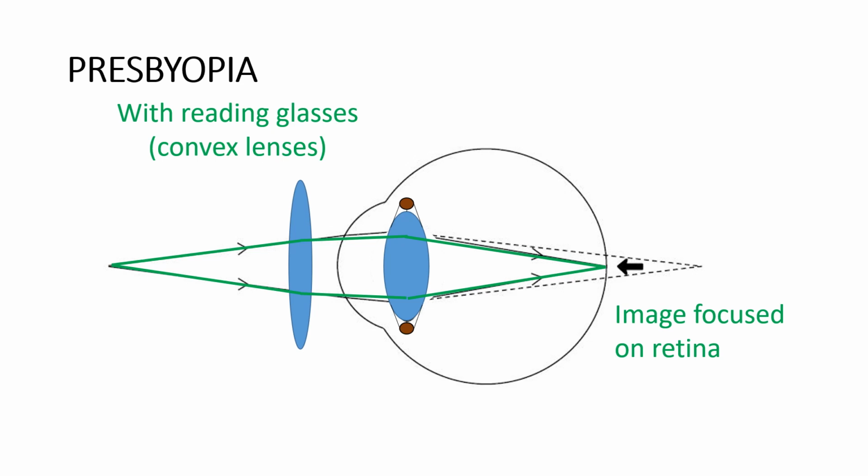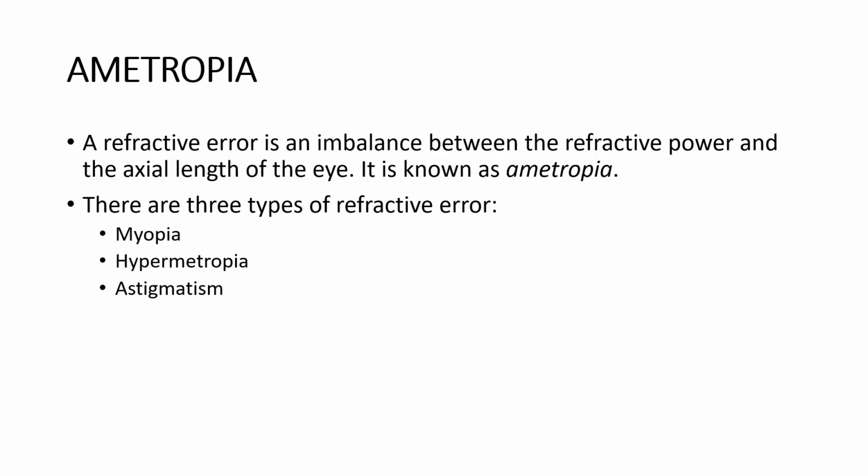Ametropia is basically the opposite of emmetropia. It's a refractive error. It just basically means that there's an imbalance between the refractive power of the eye and the axial length of the eye, and that is called ametropia.